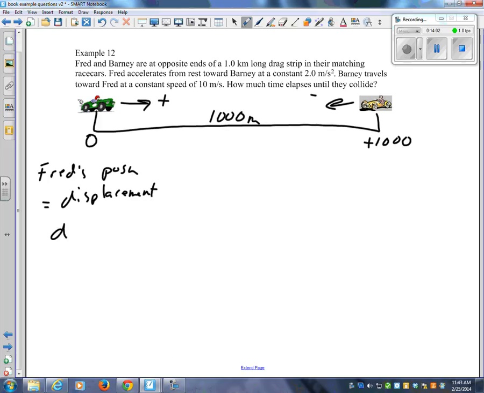Displacement of Fred, because he is accelerating, is going to be v_i t plus 1/2 a t squared. Fortunately, his initial velocity is 0. So 0t is 0, plus 1/2 his acceleration of 2 t squared, which when you boil it all down, half of 2 is 1, is equal to t squared. Fred's position is equal to t squared. After 3 seconds, he's going to be at 9 meters, right?